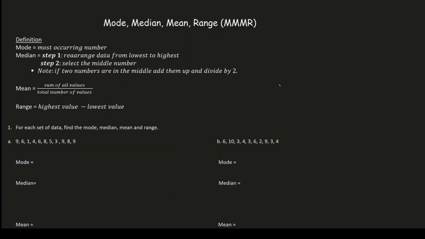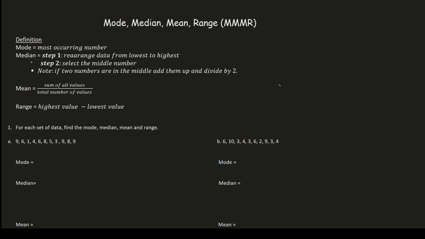Hello everyone. In today's video, we will be looking at how to calculate the mode, median, mean, and range of a given data. First of all, let's look at what these words stand for. So our definition, we'll look at mode. Mode is the most occurring number.